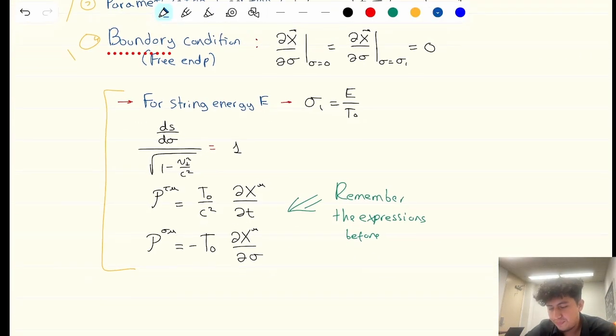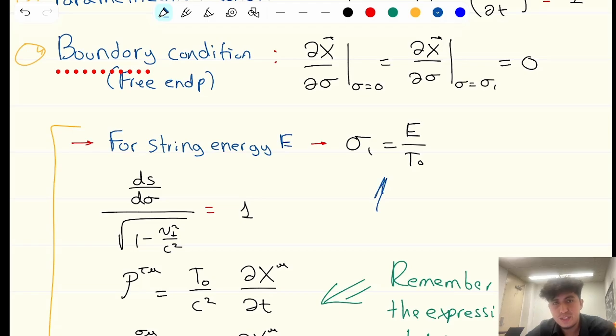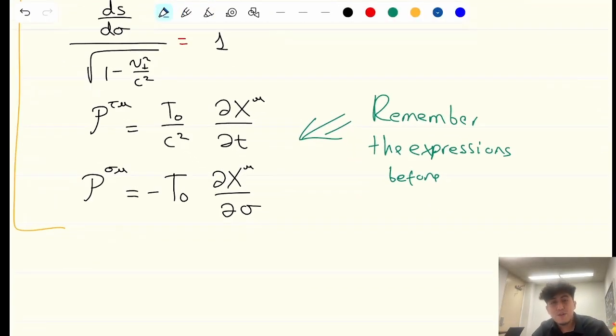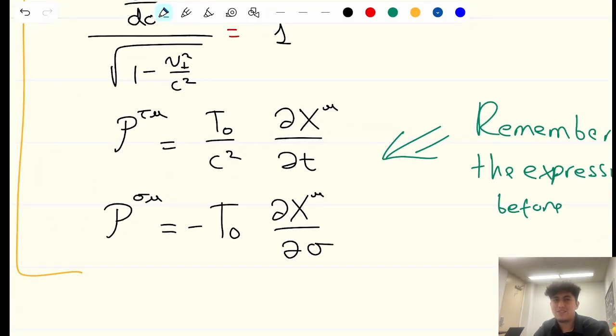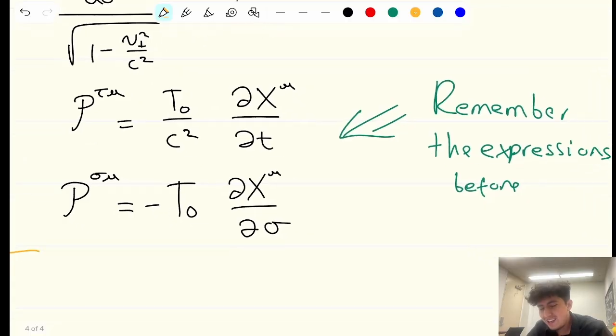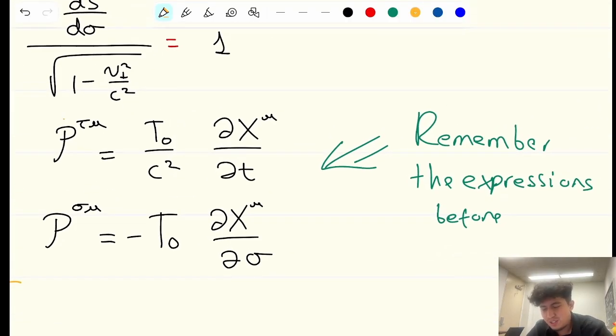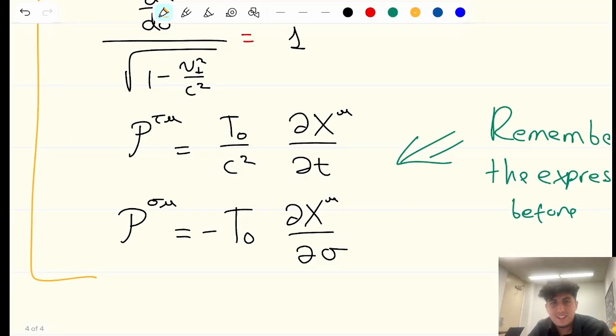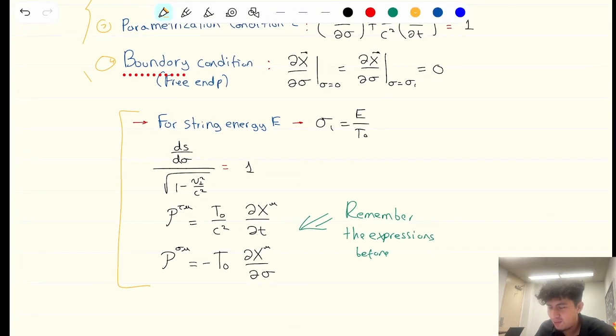So that's cool. And then for the string energy, we define sigma 1 to be the full string energy. And there are some useful expressions. These are 3 useful expressions we're going to use. And if you remember from our first lectures, or maybe the 4th lecture, I'm not sure, we had huge expressions for p tau and p sigma, and now the expressions are very simplified. So that's a win. That's a good thing for us.